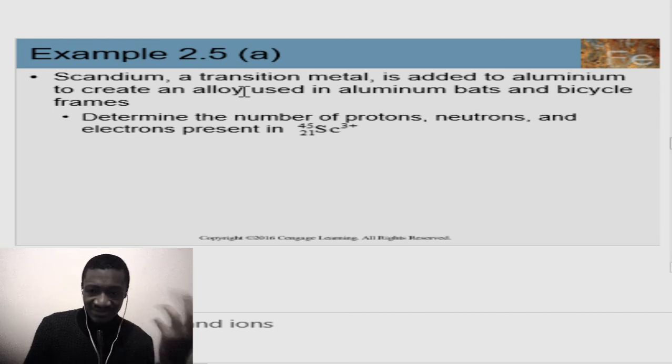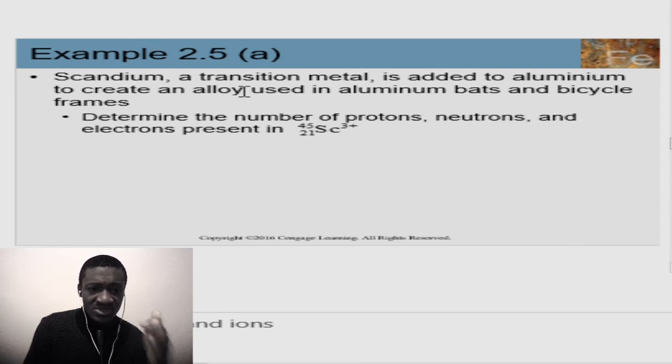a higher quality. And this is what is used for your aluminium bats, to make the aluminium stronger, because it's a bat. You don't want the bat breaking on you when you swing it. And then the bicycle frames, it's holding the tire, so you don't want the frame either bending or something like that. So they make it stronger.